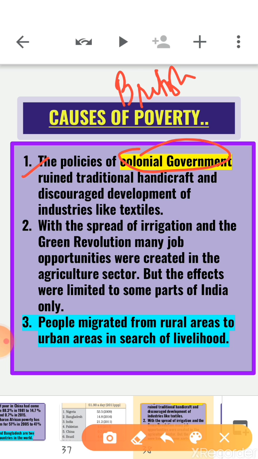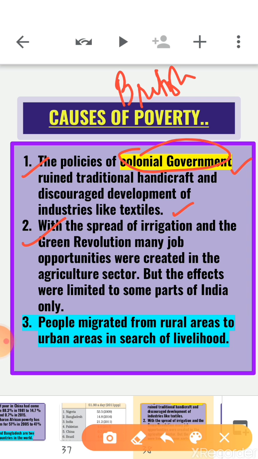Basically, the policies of the colonial government ruined traditional handicrafts of India and also discouraged development of industries like textiles. So the low rate of growth persisted until the 19th century, and this resulted in fewer job opportunities and a low growth rate of income, and this was accompanied by a high growth rate of population.